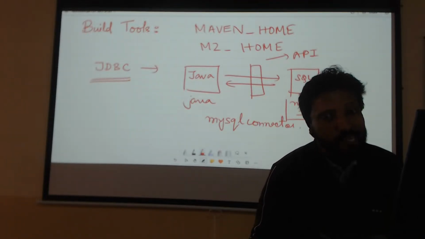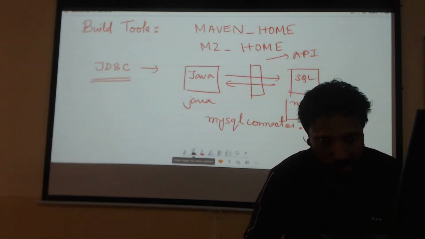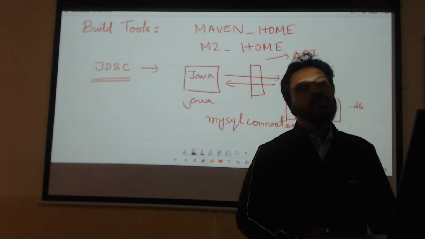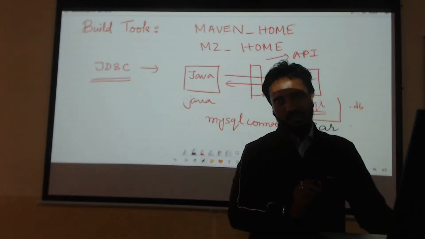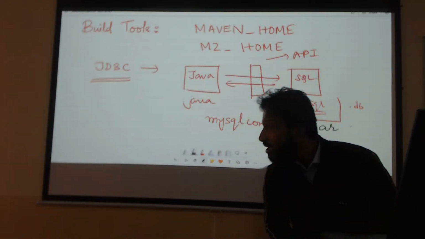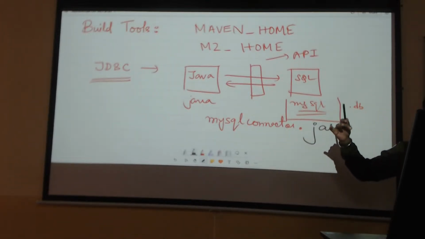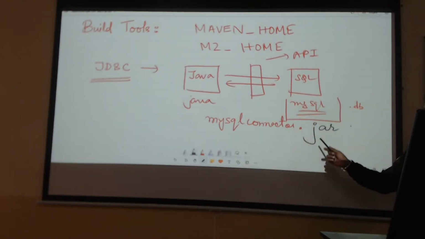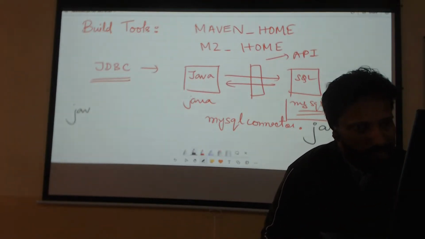It will have an extension, which is JAR. It is called a jar file. You might have heard this word, jar. What is a jar? A jar is a file which is a collection of lots of Java files. It's called a Java archive.